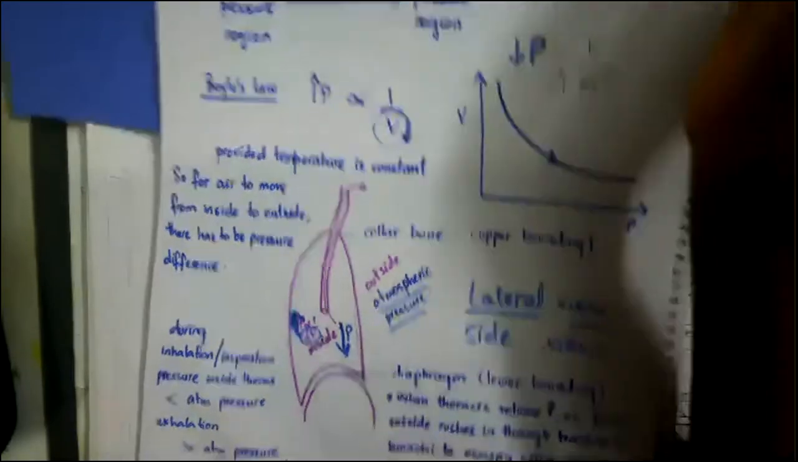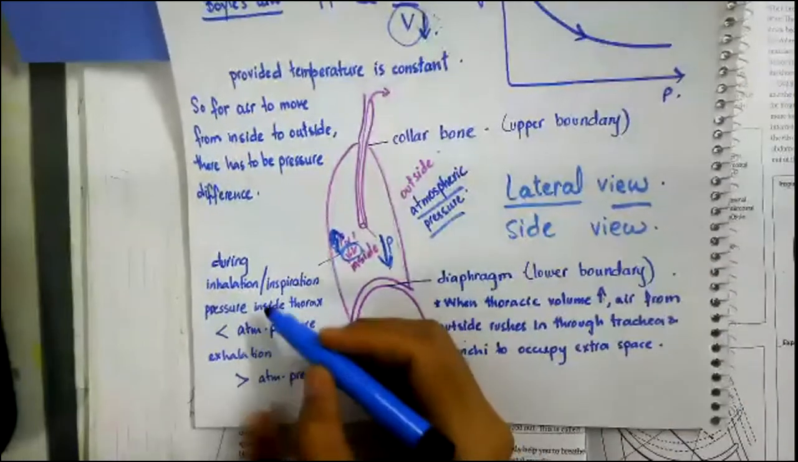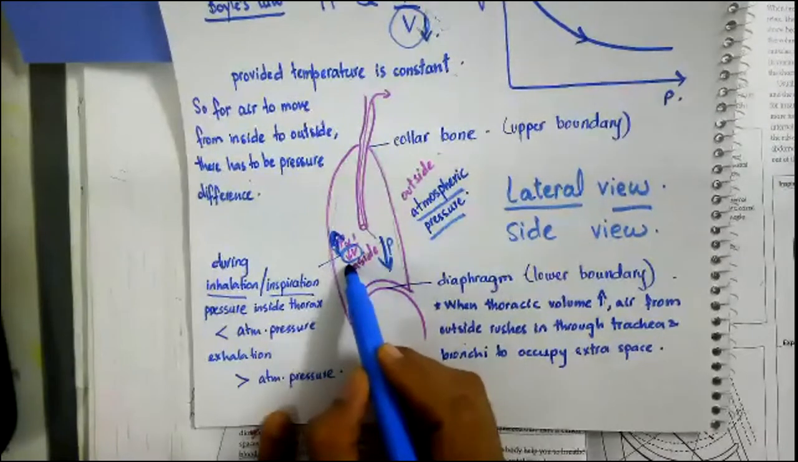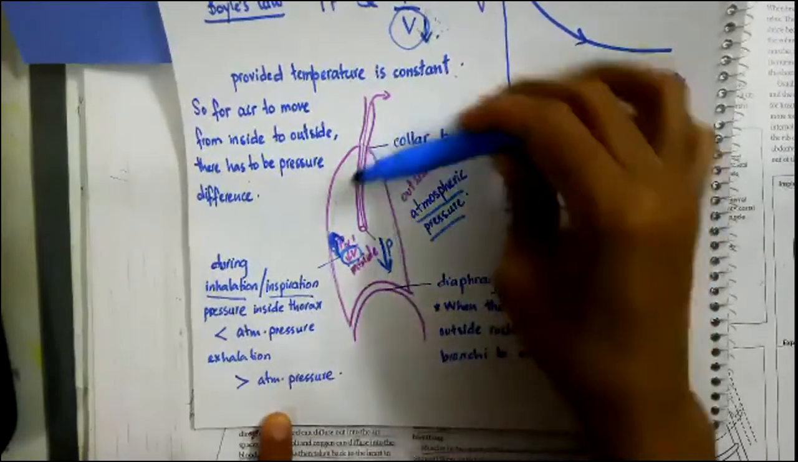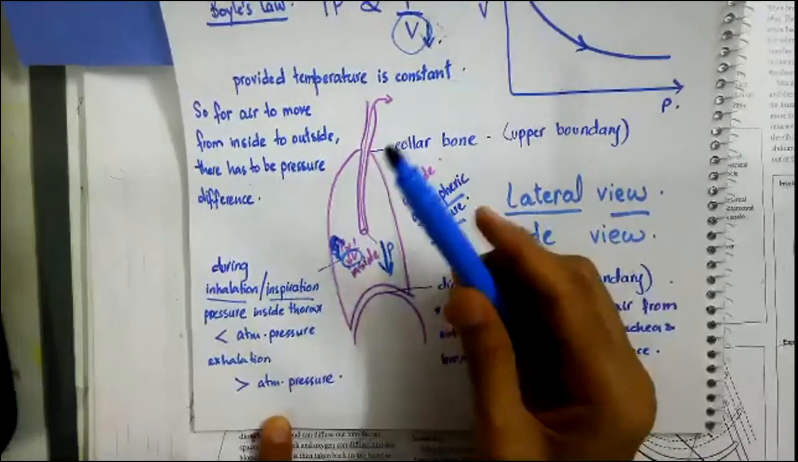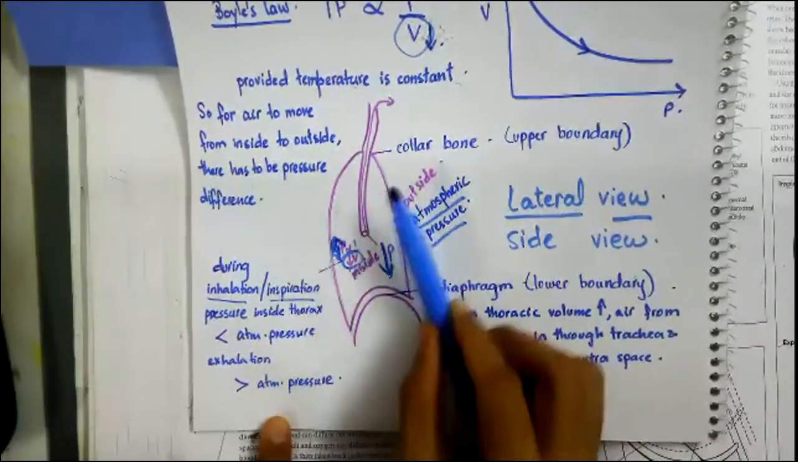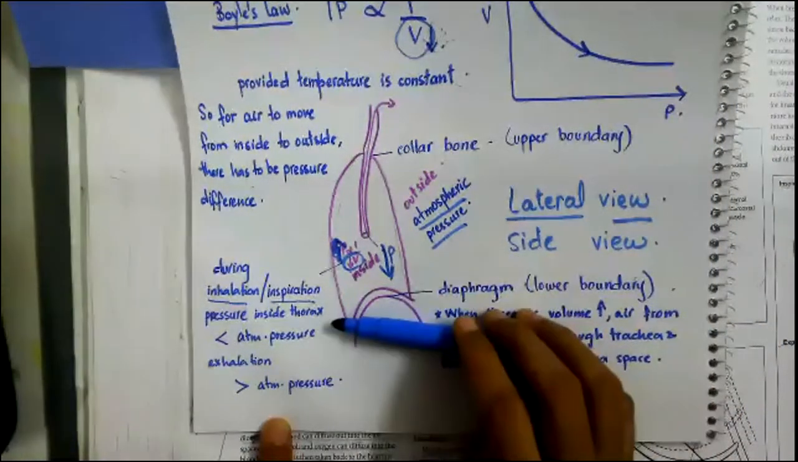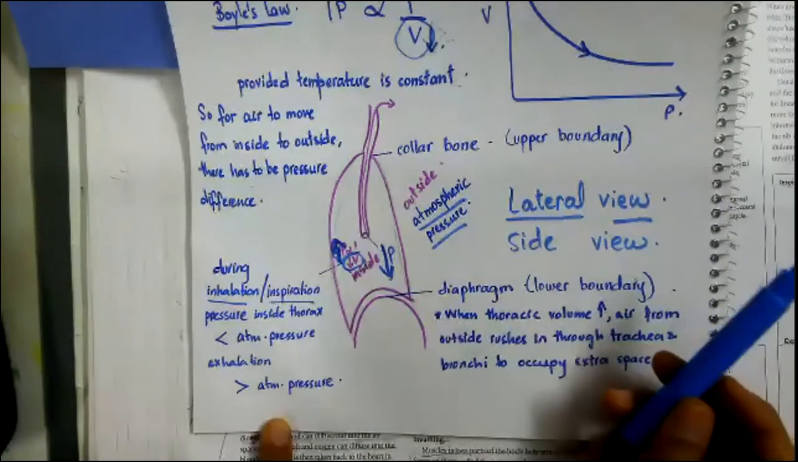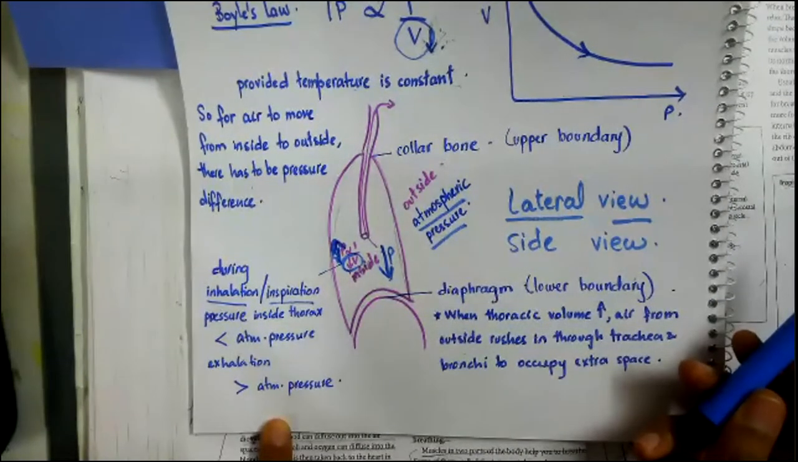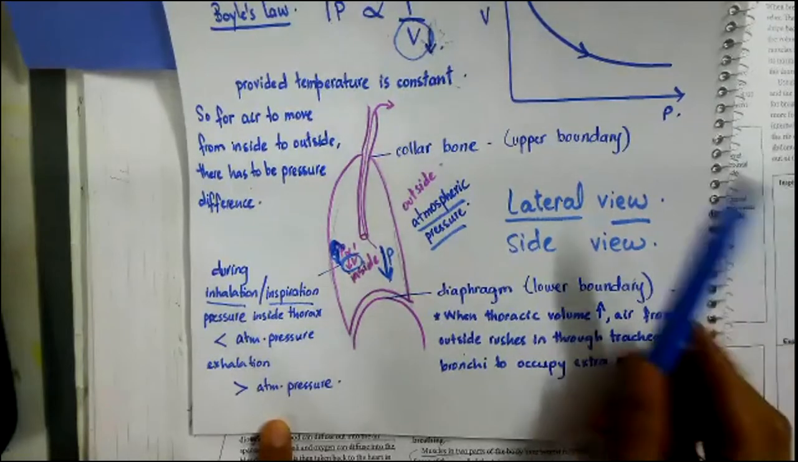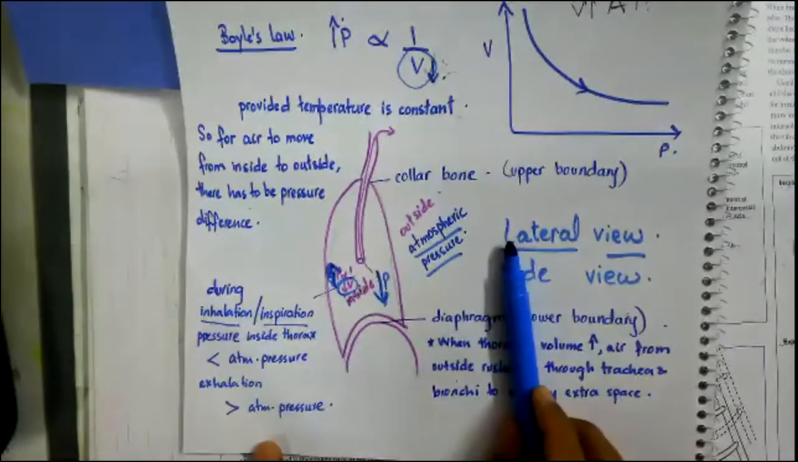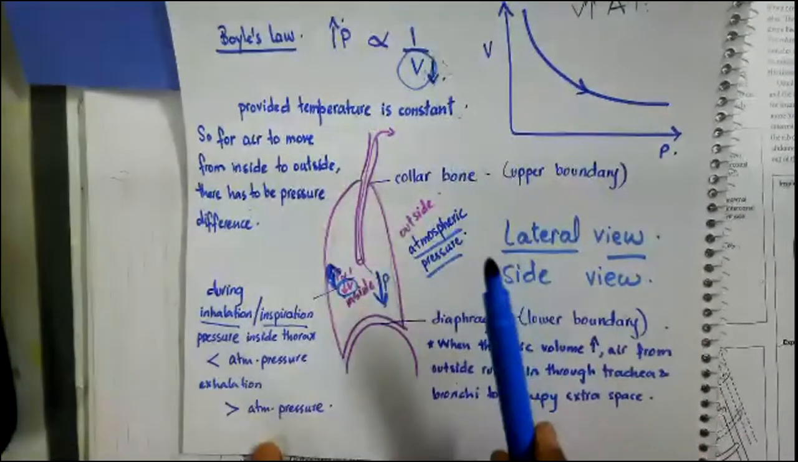Okay, so this is easier to understand: during inhalation or inspiration, the pressure inside the thorax is lower than the atmospheric pressure, and so the air is sucked in. Or you can think of it this way, that as the volume of the thorax increases, the air from the outside rushes in to occupy the extra space. Is that making sense? You can take any explanation, whatever you find easier, but this is the proper explanation. This is the physics behind it. This is what's going on. I would like it a lot if you understand it this way.